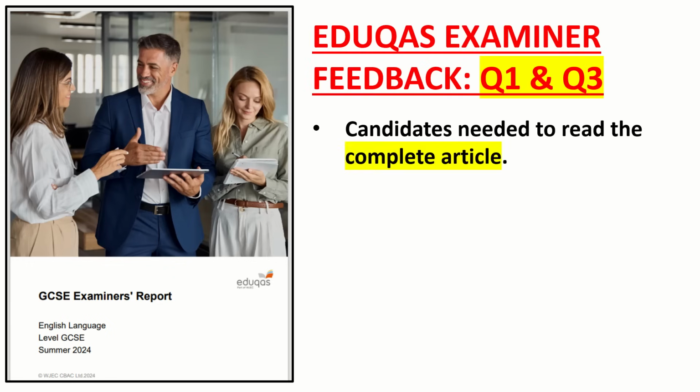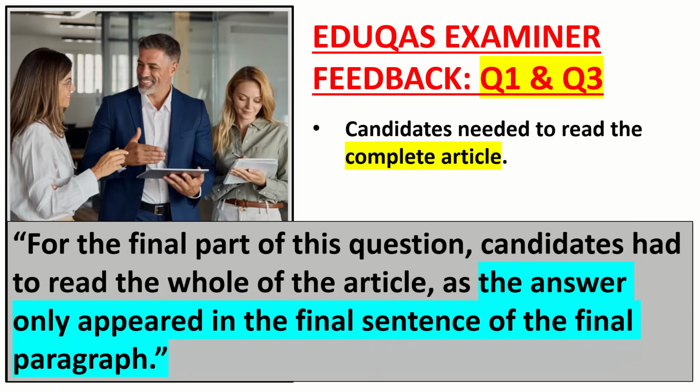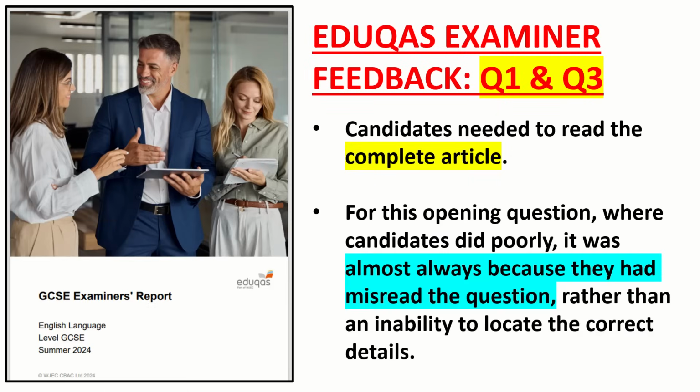So examiner feedback from Eduqas says what students don't do is read the whole article. They just skim and look for the answer, which isn't a good thing to do. And for the last exam in November, a lot of students got one of the questions wrong because the final part of the question was in the final sentence of the final paragraph, and a lot of students missed it because they were skimming for an answer. And also make sure you read the question properly.